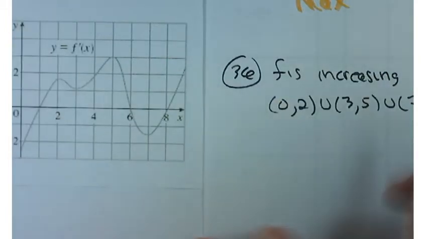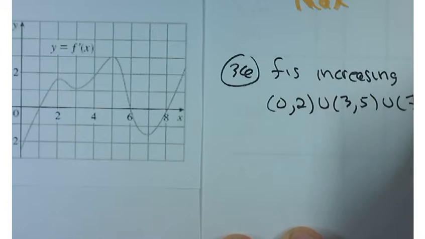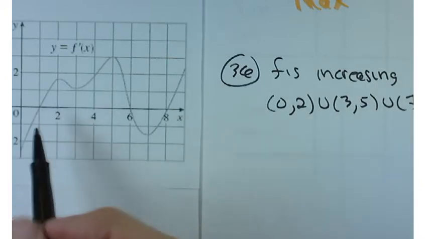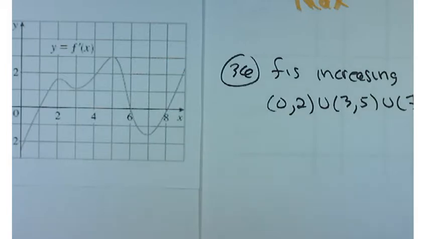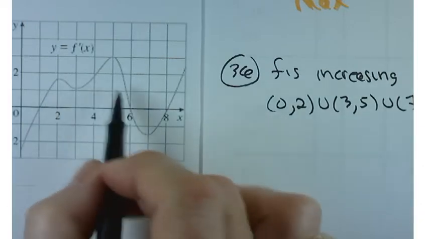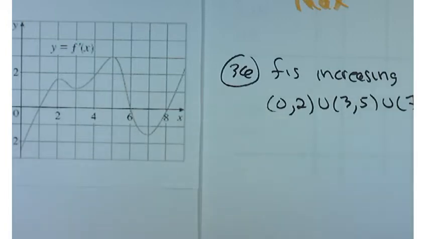Now, the function is also decreasing in certain intervals. F is decreasing, and those intervals are just going to be the complement of where the function was increasing. So where is the function decreasing? Thank you. 2 to 3, and 5 to 7. I think that's it, right? There and here. Okay, good. What else do they ask us about this one?